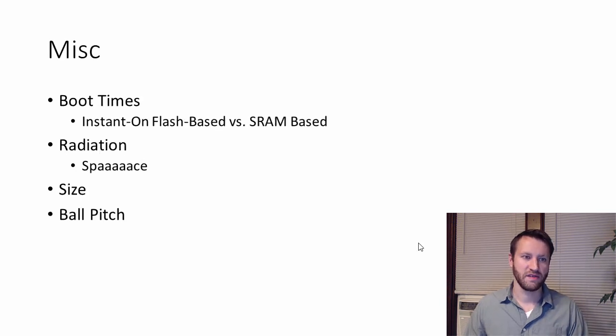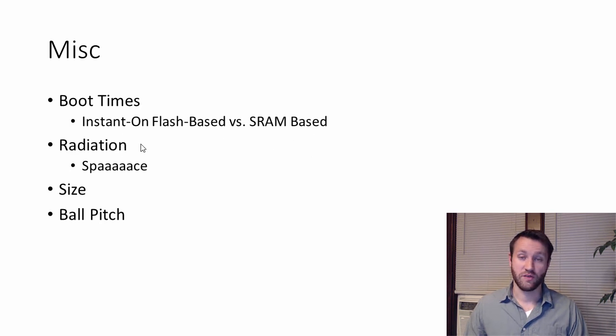And there's a couple miscellaneous things. Boot times. There's two different types of FPGAs. There's flash-based FPGAs, which are rarer. Let's see. Microsemi makes flash-based FPGAs. Lattice makes flash-based. I think the Intel Max 10 is flash-based, but don't quote me on that. But SRAM-based is a lot more common. The difference here is that the flash-based ones are quick to boot up. That's one thing they have going for them. SRAM-based are slower boot times.